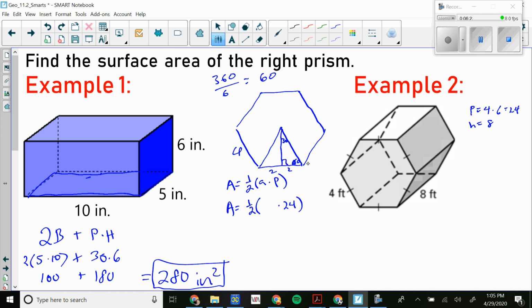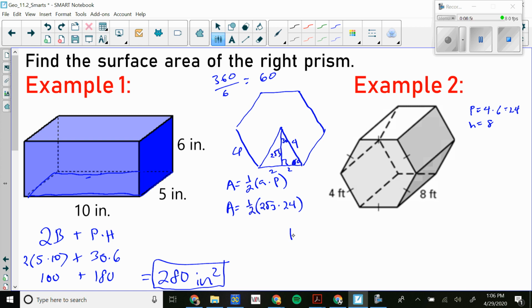Okay. And if you remember our right triangle rules, if this is 2, then this is also 4. Okay, and this would be 2 square roots of 3 for the apothem. So we're going to do 2 square roots of 3 right here. That's the area of one of the bases. We want 2 of those. Okay, so let's put this all together.